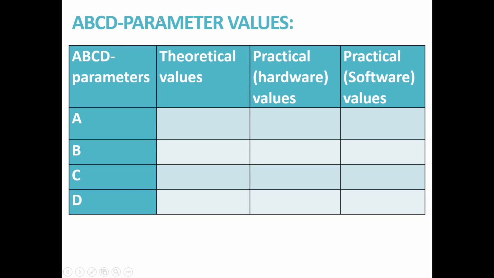Now to determine ABCD parameters, that is transmission parameters A, B, C and D. Theoretically determine the ABCD parameters and note down in this tabular column. Practical after doing hardware experiment, determine the ABCD parameters and note it down in this tabular column. After doing software experiment, determine ABCD and note down in this tabular column. So the formulas that are required to determine these parameters I have mentioned in the later slides.